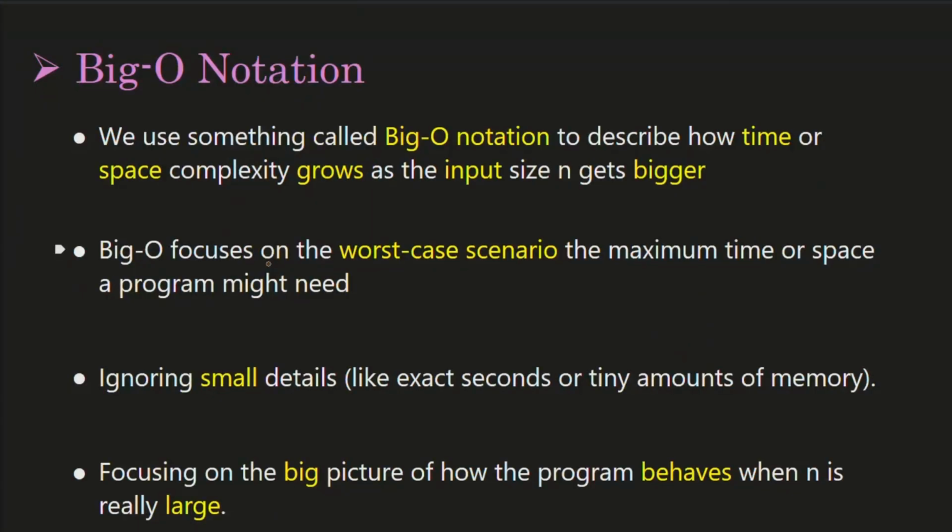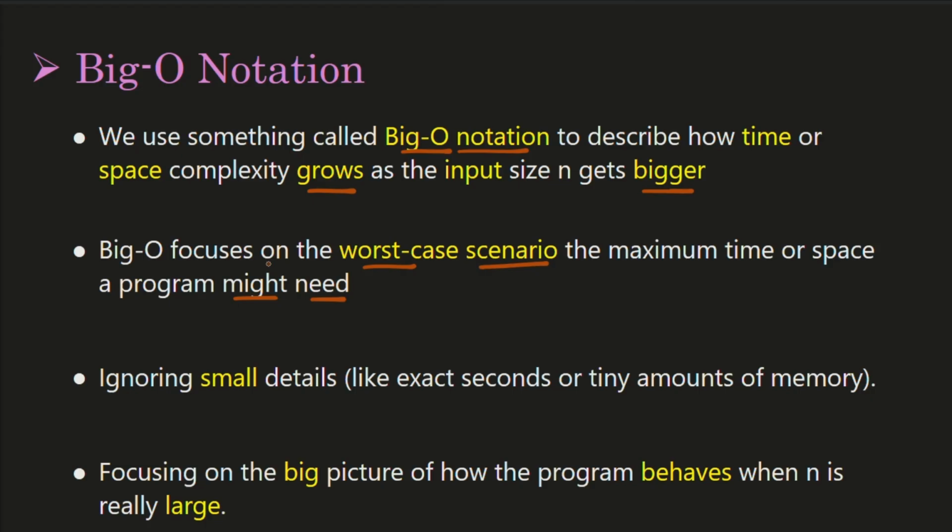Big O notation, the simple way to talk about complexity. We use something called Big O notation to describe how time or space complexity grows as the input size, N, gets bigger. Big O focuses on the worst-case scenario, the maximum time or space a program might need. It's like preparing for the busiest day at your lemonade stand, so you're ready for anything.